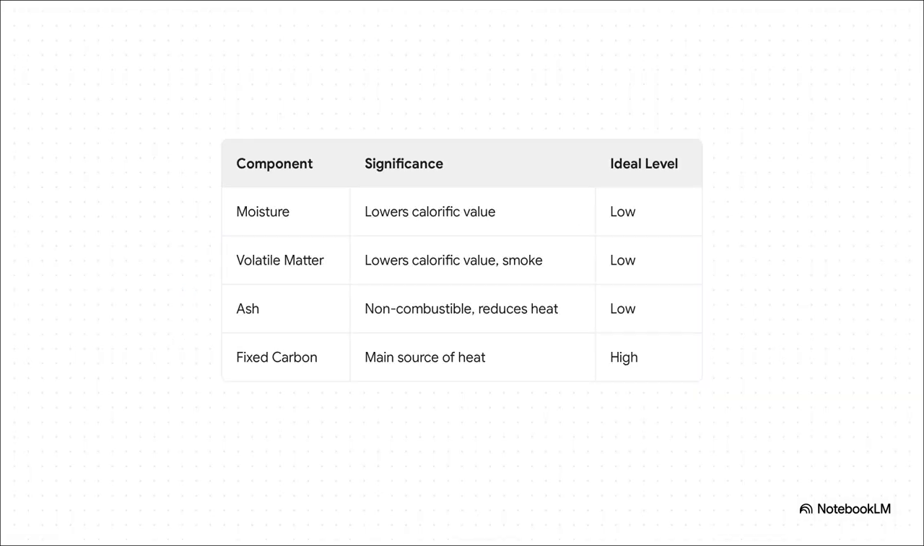And what does all this tell us? It tells us about the fuel's quality. You want really low moisture, because water just wastes energy turning into steam. You want low volatile matter, because that stuff tends to make a lot of smoke without giving you much heat. And you definitely want low ash. Ash is just useless filler that doesn't burn and can clog things up. So the goal is super simple. Get that high energy fixed carbon as high as possible and keep everything else as low as you can.